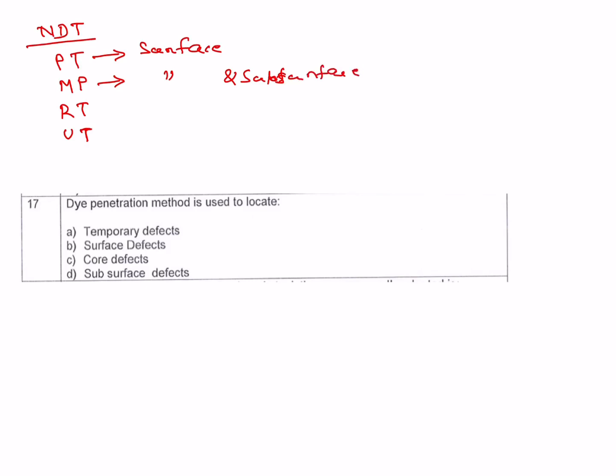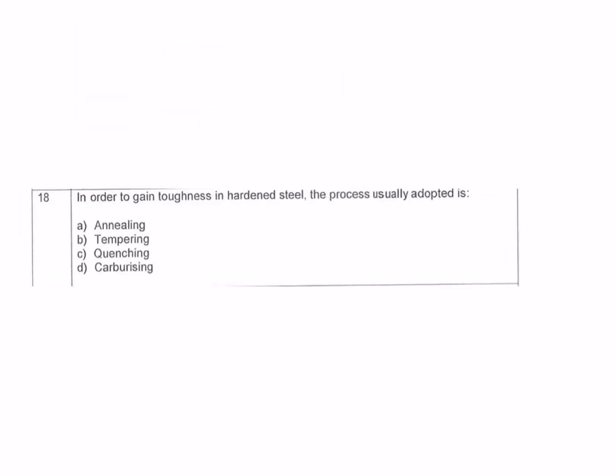Subsurface. Then radiography testing, core. Ultrasonic, UT or ultrasonic testing, you can use different waves. You can check the surface also and the core also by using different waves. For the surface a different wave and for the core a different wave. So in this question they asked for the dye penetration method used to locate surface defects. B is your correct answer.